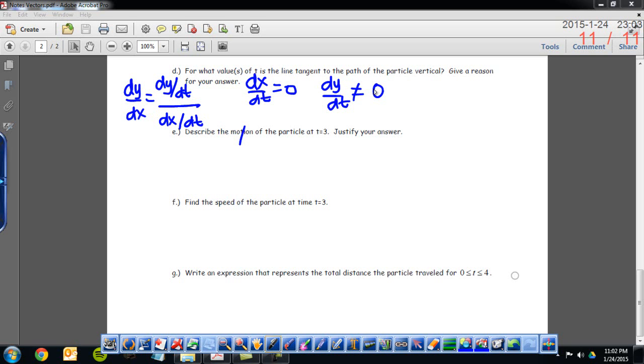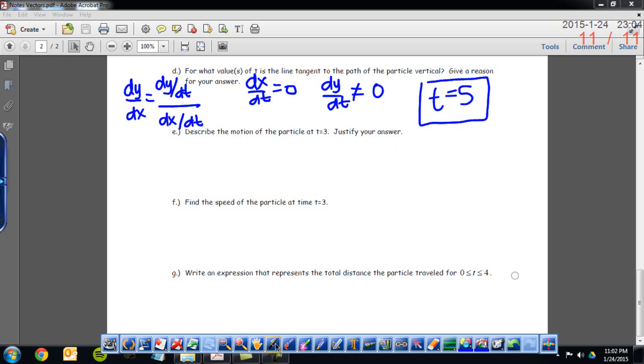So I conveniently put this one right after part C. And in part C, we set both dx/dt and dy/dt equal to 0. So if you look back at your work for part C, you will see that dx/dt equals 0 at both 5 and 2, but we're looking for where dy/dt is not equal to 0. So it would have to be at t equals 5. And your reason for your answer is that dx/dt equals 0 but dy/dt does not equal 0.